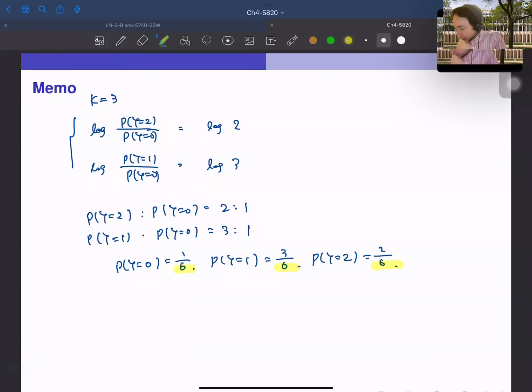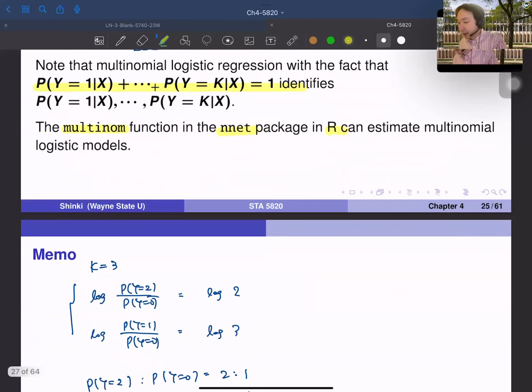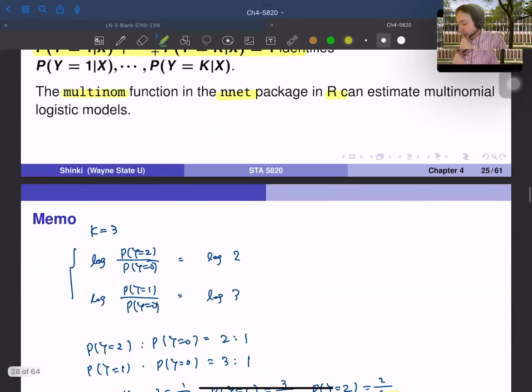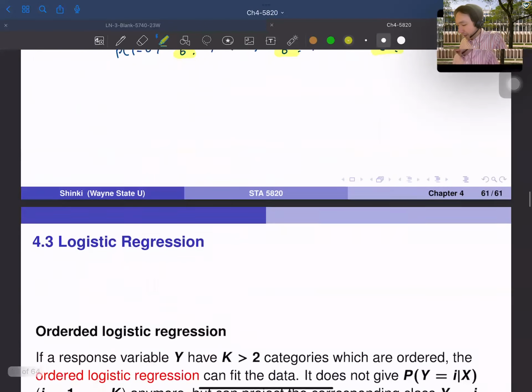The multinomial logistic regression is done by the multinom function in the nnet package in R. The nnet stands for neural net, and a neural network is multiple layers of logistic regression. So that's why this is in the neural net package. The nnet package is a pretty old package. These days, people are using different packages for neural networks.